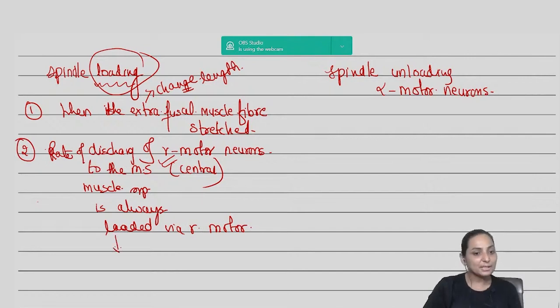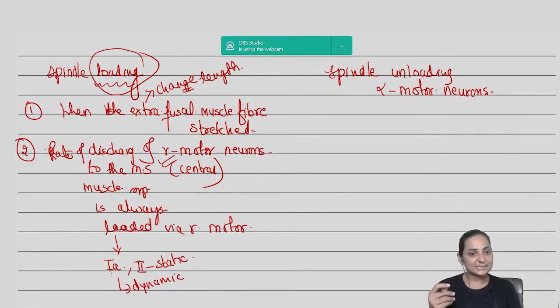Because it is always loaded, there is always a continuous rate of discharge both by type 2 and 1A, whereas type 2 is more responsible for the static and 1A is more responsible for the dynamic. Right? So exogenously, loading means when you are actually giving a tendon jerk and eliciting the reflex. But as I told you, every time we are not going to elicit it and look into the tone. We perform this only when we want to differentiate between the upper and the lower motor neuron lesions.